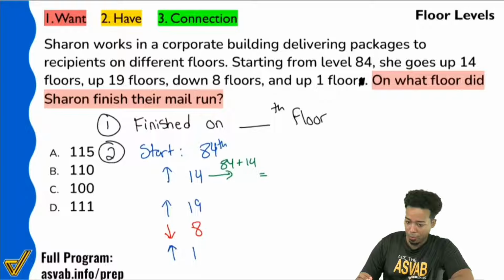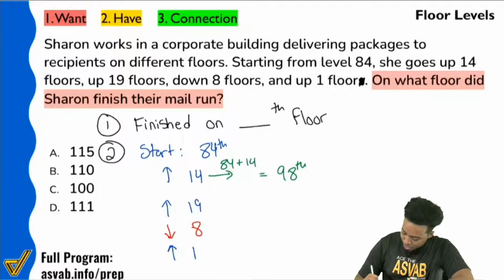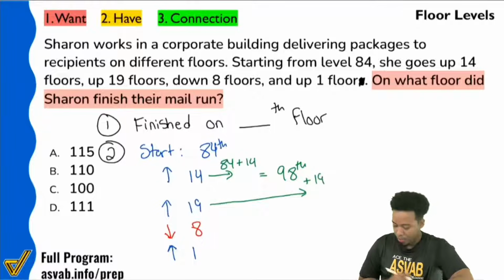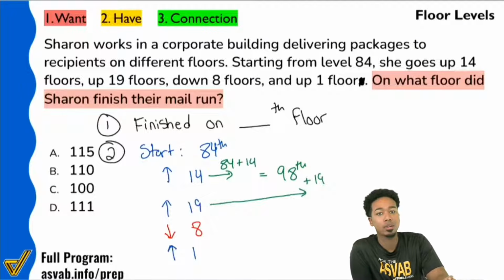Where do we end up? 84 plus 14. Thank you for the quick math there, my party people. That is 98. 98th floor. Then going up 19, so it's going to be adding 19 floors. So 98 plus 19. Everybody, what is that? Quick. You should get 117.